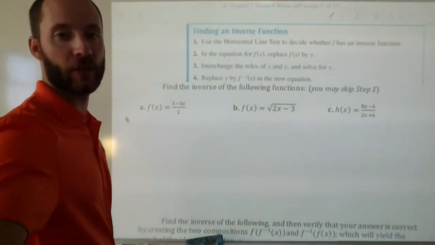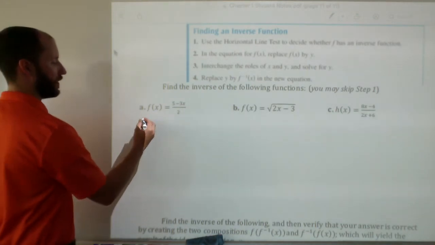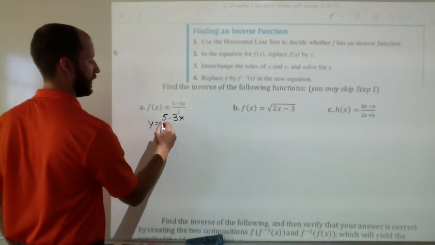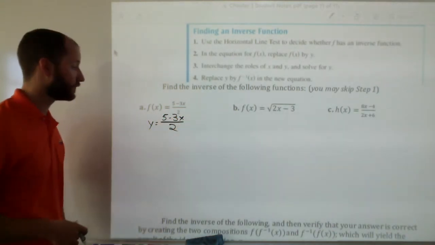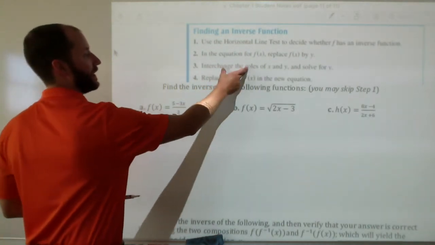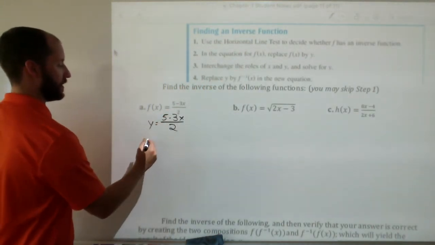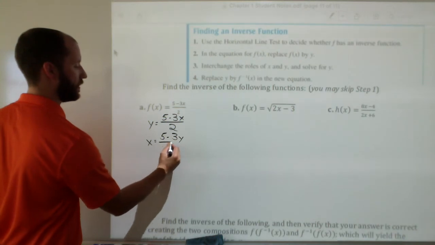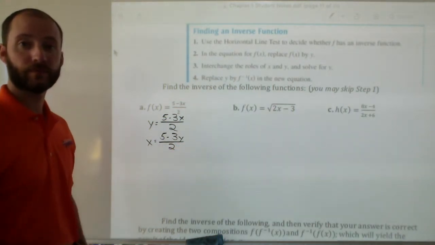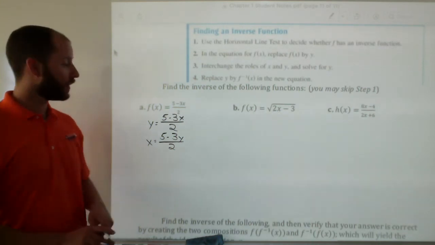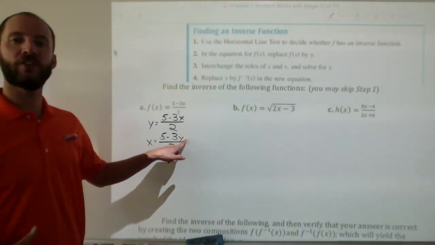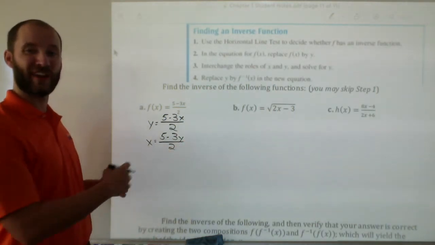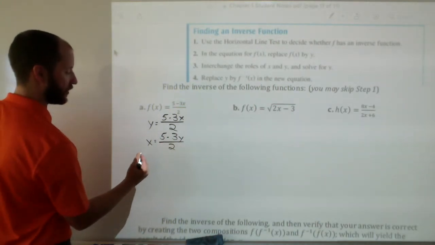So, for example, let's show you right here. We have y equals 5 minus 3x over 2. Now let's interchange the roles of y and x. That means flip them around. So now it's x equals 5 minus 3y all over 2. Now we want to solve for y. In order to get this y by itself, we have to undo everything that's being done to it. The inverse is supposed to undo the function. So we're literally going to unravel this function, take it apart. Multiply that 2 over.